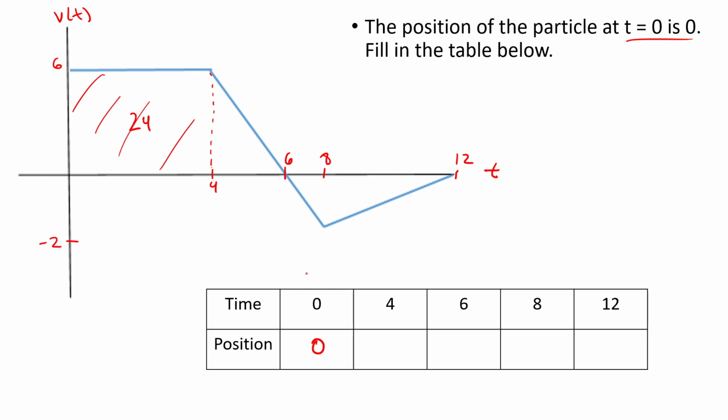And so what that means for the particle, wherever we started, which is 0 in this case, over the course of these 4 seconds, think about it. The velocity is a constant 6 units per, let's just say, second. So if you move a constant 6 units per second for 4 seconds, you're going to end up 24 units from where you started.